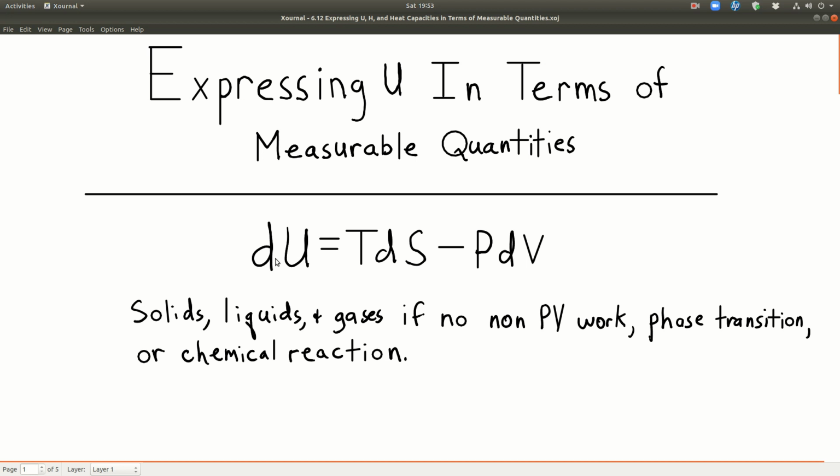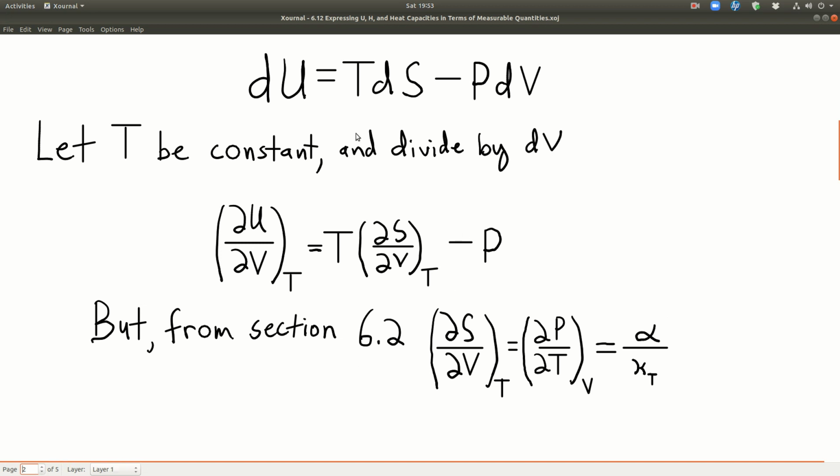Starting with dU equals TdS minus PdV, which is true for solids, liquids, and gases, as long as there's no non-expansion work done, no phase transition or chemical reaction. So starting with that, we're going to let temperature be constant and divide through by dV. That gives us on the left partial U partial V at constant T equals, and then on the right, T times partial S partial V at constant T, minus P, because the dVs cancel there.